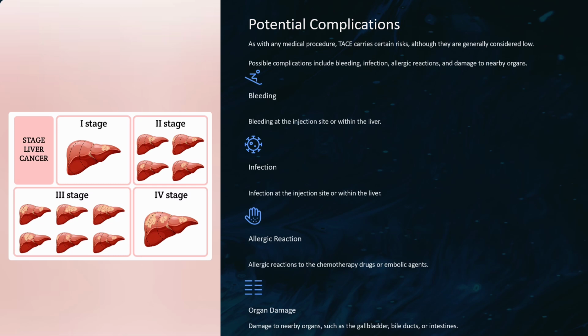So stage 1, stage 2, stage 3 and stage 4 liver cancer you can find in this image.